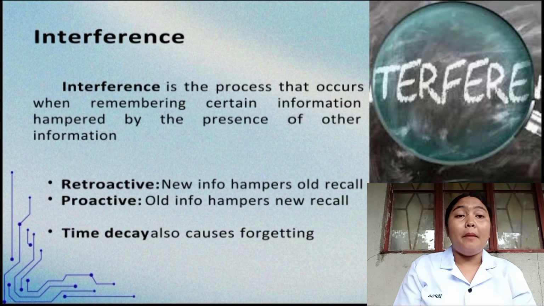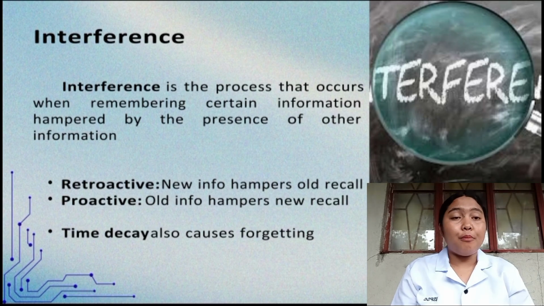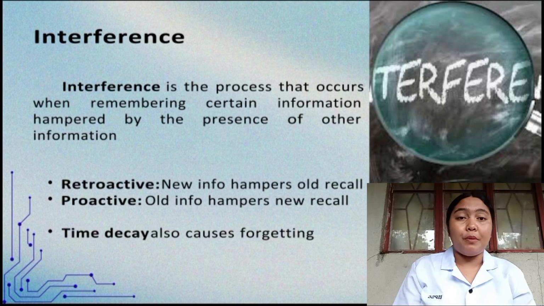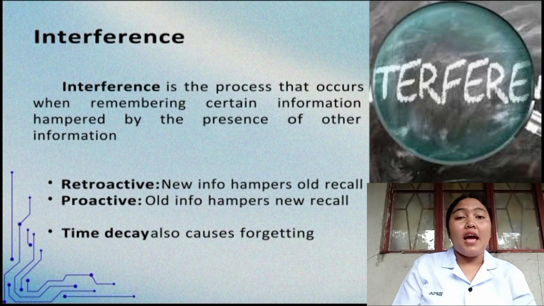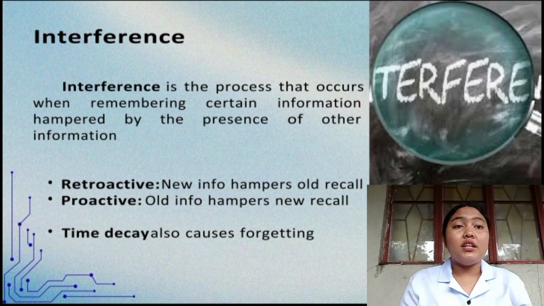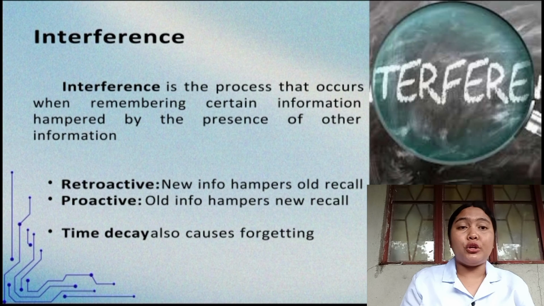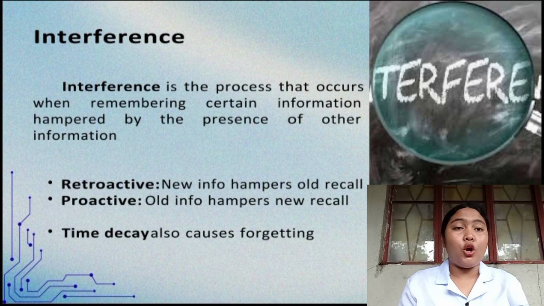Old information makes it hard to remember new information. For example, if you learn a new password but keep recalling the old one, that is proactive interference. So the difference is, retroactive makes it difficult to remember the old information, and proactive makes it hard to remember new information. Magkakasalungat sila. Now, there is also another factor that affects the loss of information in our long-term memory, which is time decay. Time decay means that over time, memories fade or become less clear if we don't use or recall them regularly. For example, if you don't practice a song, you might forget parts of it after a long time.